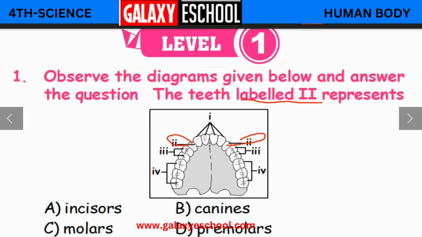Okay, so which are towards the back of the front teeth, these teeth, what are they called? Are they incisors, canines, molars or premolars? And the answer is, children, canines. So we use these teeth for tearing our food. Clear? So the answer is canines. They are just behind the front 4 teeth. Okay, clear?